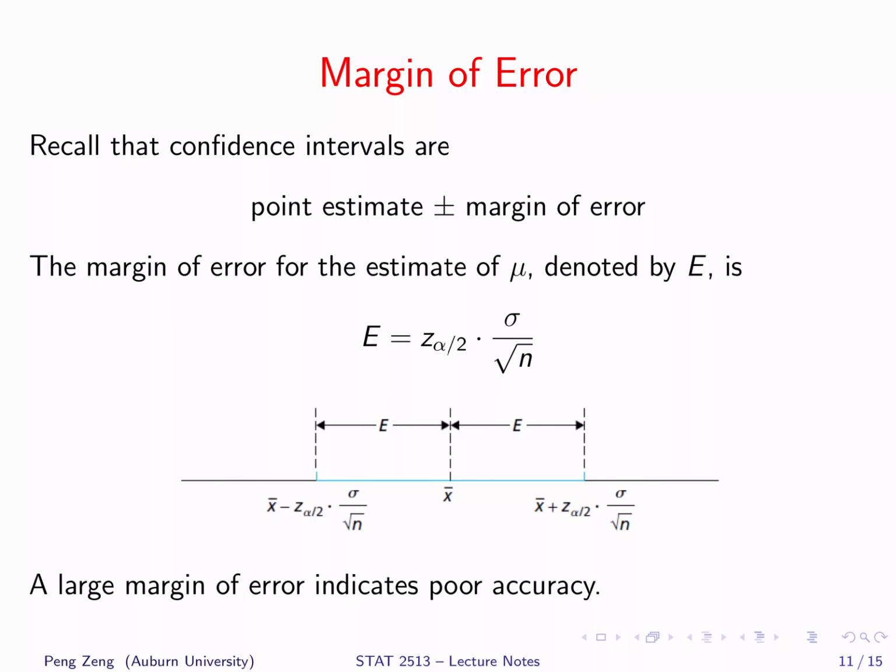The margin of error indicates the accuracy of the confidence interval. Usually, a confidence interval with a small margin of error is more favorable. We can see that the margin of error depends on three quantities: the standard deviation, the sample size, and the value of alpha. For a given problem, the standard deviation is fixed. Therefore, we can adjust the sample size and the value of alpha to achieve a different margin of error.